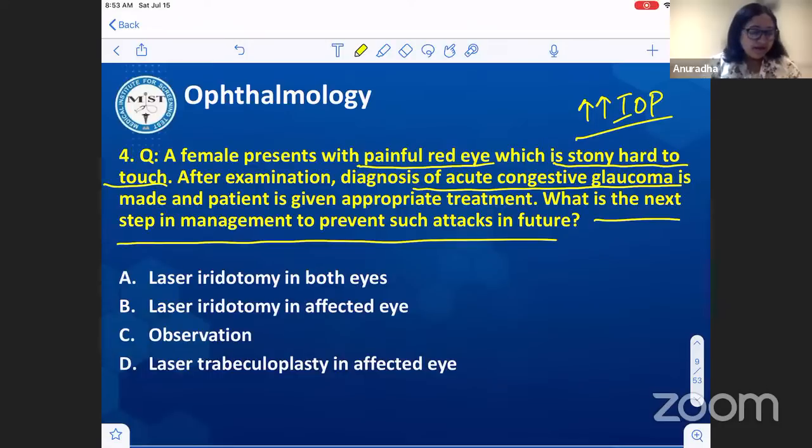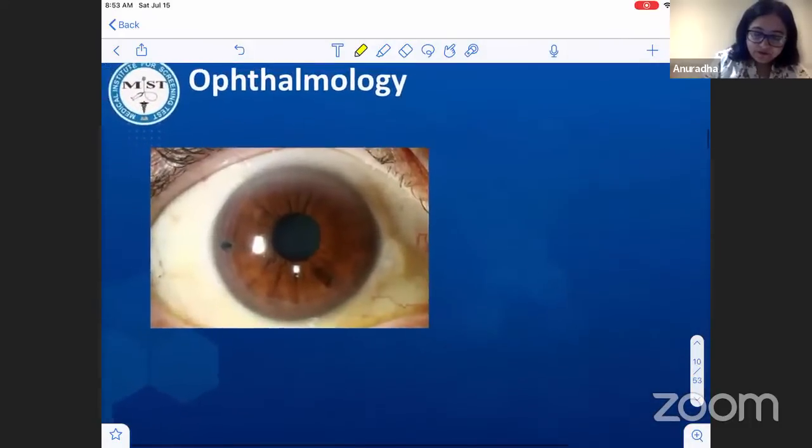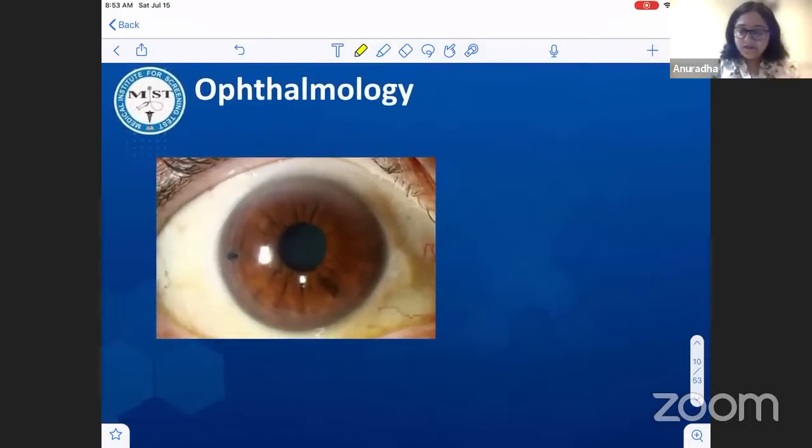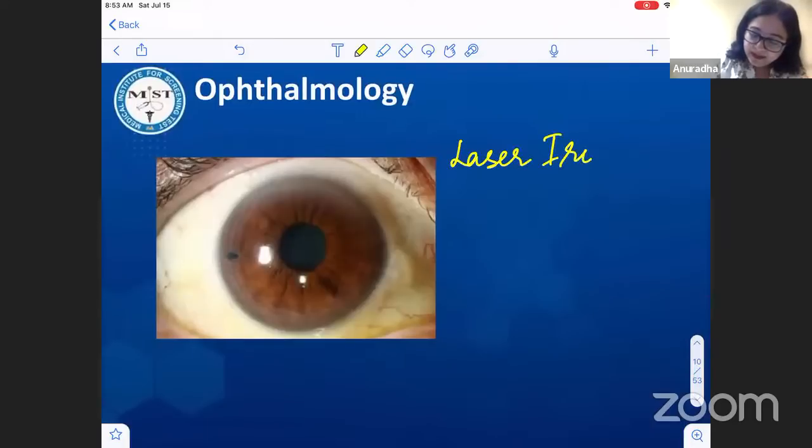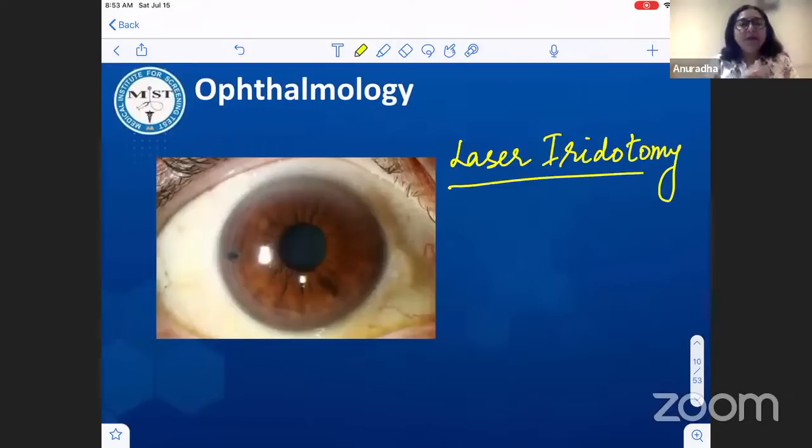Okay. So most of us are on the wrong track, my dear friends. Let me tell you. First of all, most of you are agreeing that we should do laser iridotomy. That's right. So what is happening in acute angle closure glaucoma? Because of the pupil block, the aqueous is not able to outflow. So pressure increases. Whenever the pupil is mid-dilated, the pressure increases to a very high level. That is acute angle closure glaucoma.